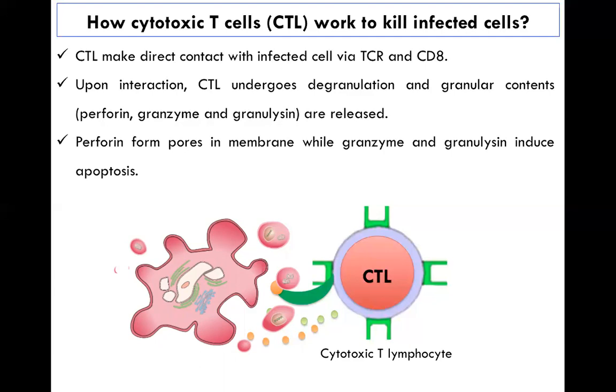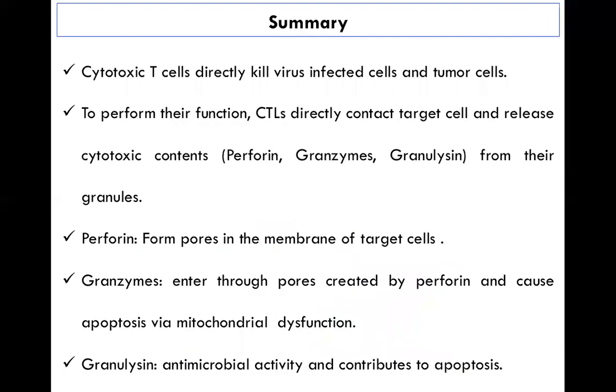Before that, I want to mention one point: in addition to this function, these cytotoxic T cells also release some cytokines. As we mentioned, in the case of helper T cells, every subset releases various kinds of cytokines. But what kind of cytokines are released by cytotoxic T lymphocytes? They release tumor necrosis factor alpha and IFN gamma. And these cytokines activate the macrophages and recruit them to the site of infection. So this is the whole story of T lymphocytes.